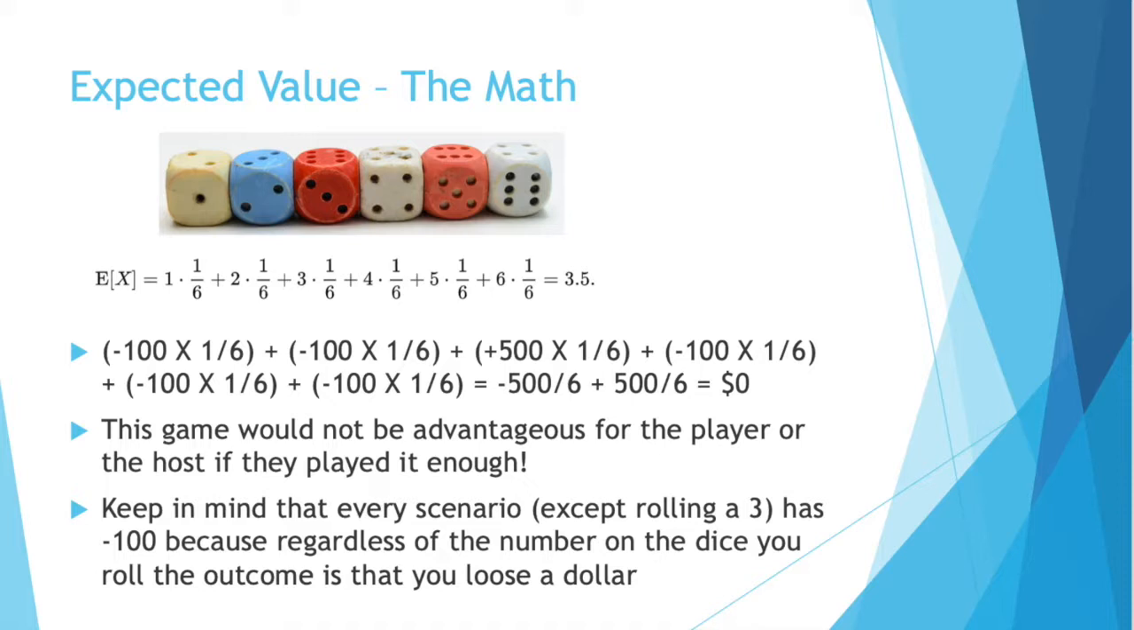We'll represent that with negative 100. If you roll a 3, you gain 500, a positive 500. But again, you only have a 1 in 6 chance of rolling that 3. You take your negative 100, your loss of $100, and multiply it by 1 over 6. You add that to itself 5 times because 5 of the 6 outcomes have that same result, but then you also add in the $500 you would win on the 3. It ends up canceling itself out and being $0.